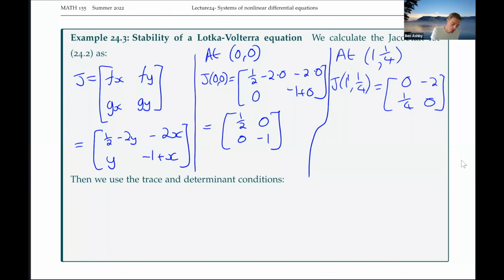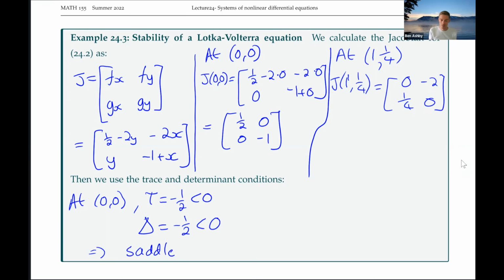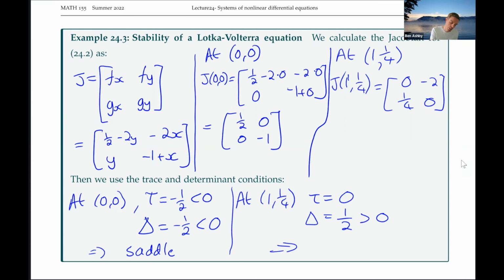So if we work out our trace, at 0, 0, our trace, which I'll call tau, is going to be equal to a half minus 1, so it's going to be minus a half, so it's negative. And our determinant, which I'll call delta, is going to be minus a half. So this tells me this is a saddle. So we had a negative determinant here. And then at 1/4, our trace, tau, is going to be equal to 0, and then our determinant is going to be equal to half. So this is positive. So in this case, we have a center.